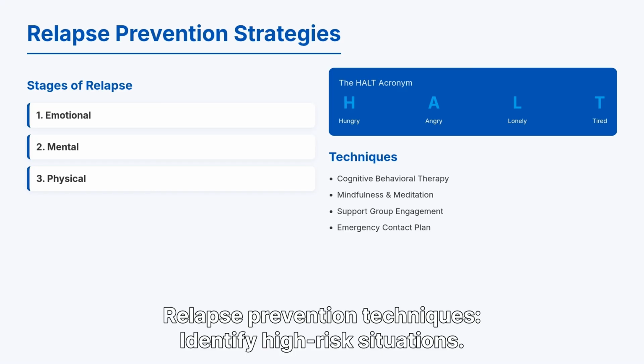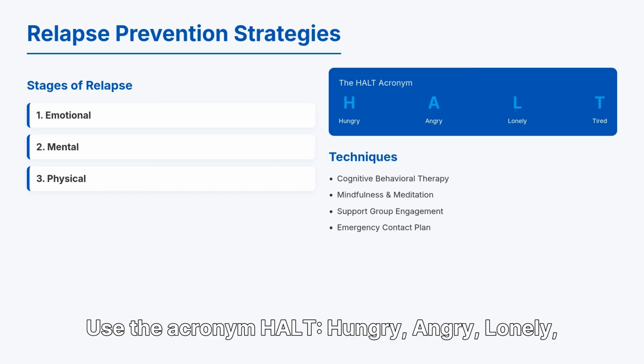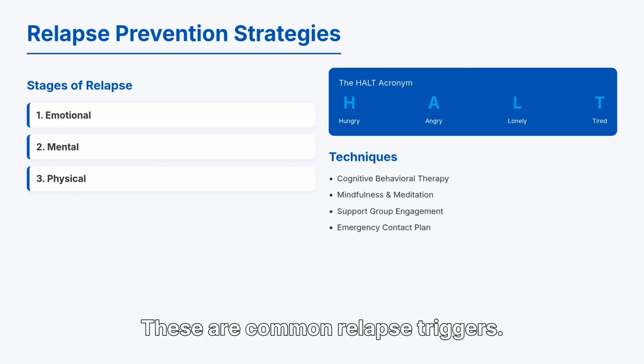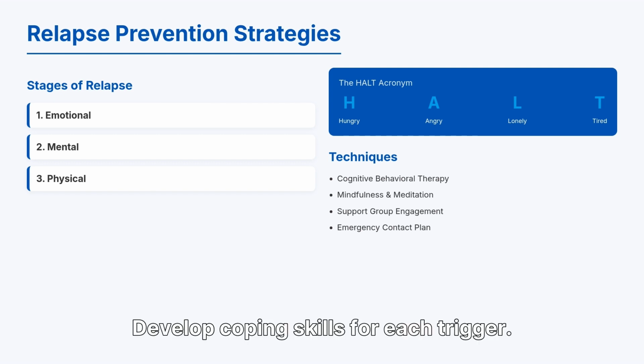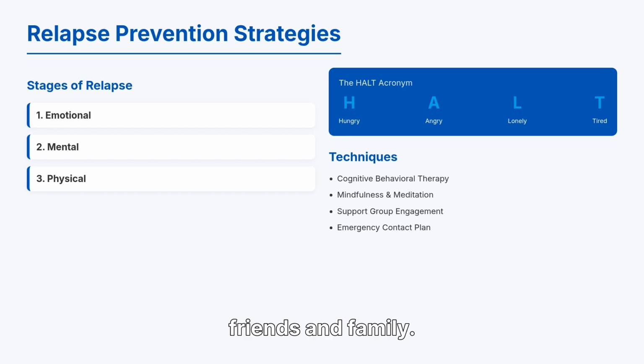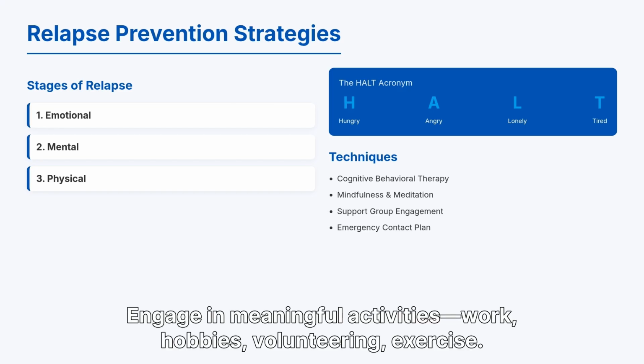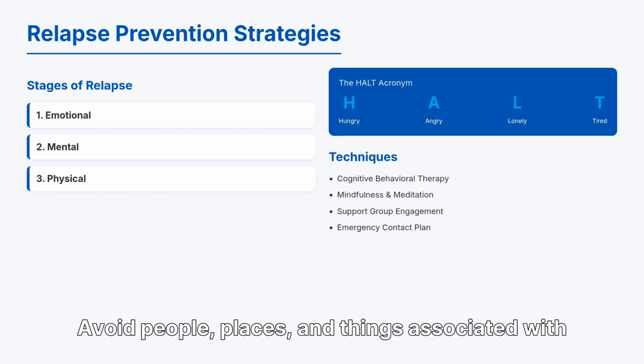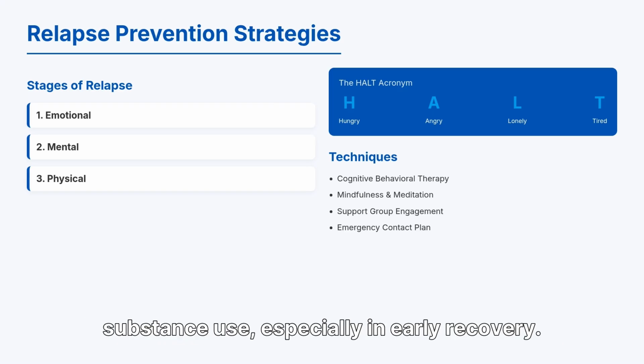Relapse prevention techniques: identify high-risk situations, use the acronym HALT: hungry, angry, lonely, tired. These are common relapse triggers. Develop coping skills for each trigger. Build a sober support network: sponsor, therapist, supportive friends and family. Engage in meaningful activities: work, hobbies, volunteering, exercise. Avoid people, places, and things associated with substance use, especially in early recovery.